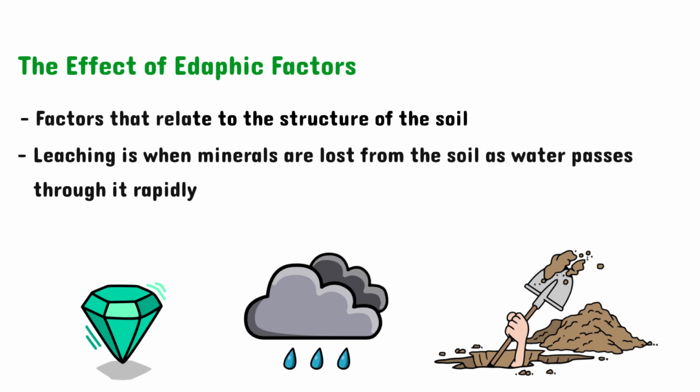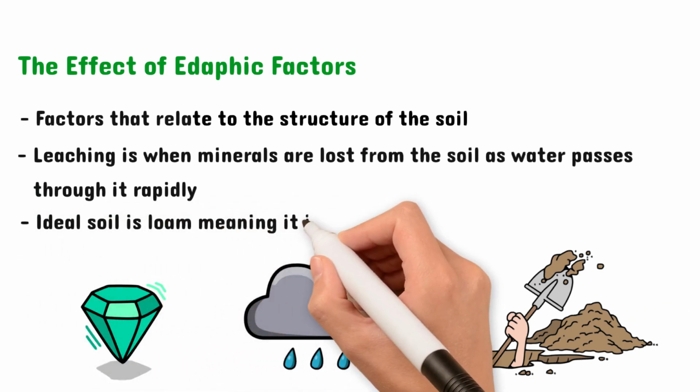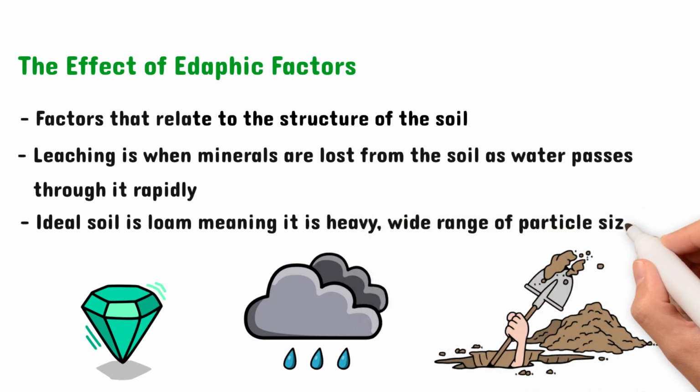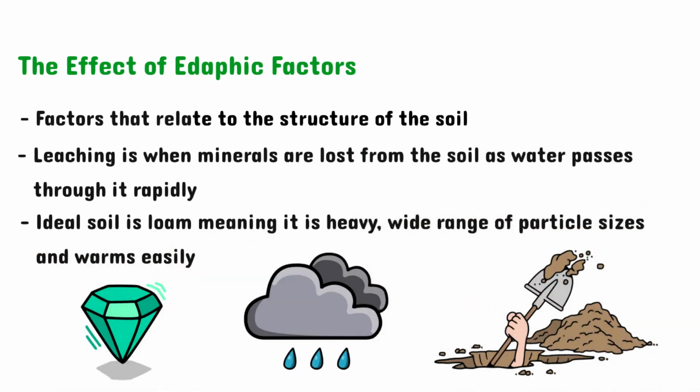Now, ideal soil is loam, which means it's heavy, it has a wide range of particle size, it warms easily, and leaching is very unlikely to occur.